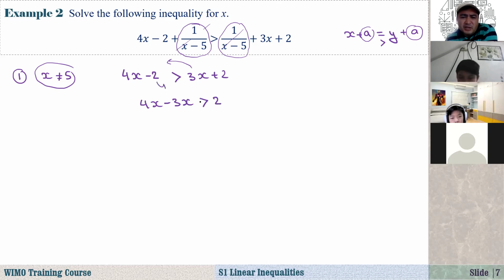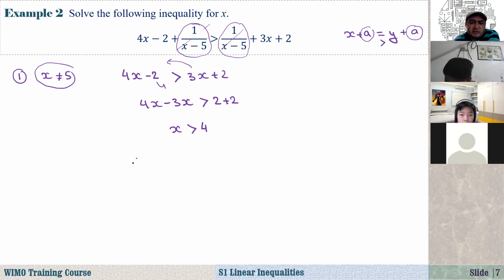Actually, we are not taking, again, to eliminate this -2 from the left hand side, I should add +2 to both sides of the inequality, right? If you add 2 to the left hand side, -2 plus 2 is 0. On the right hand side, here we have 2 plus 2. 4x minus 3x, it is x greater than 2 plus 2, that's equal to 4.